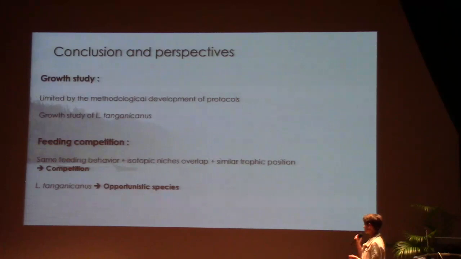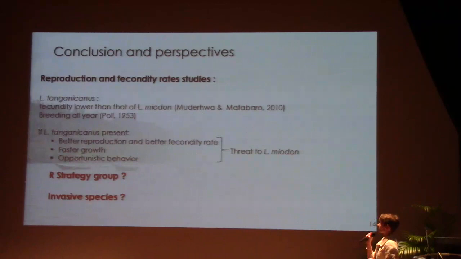And Lamprichthys, by the size of its niche, is qualified as an opportunistic species. Future analysis will be made on fecundity rates. Meanwhile, the study in Bukavu shows Lamprichthys has a fecundity lower than that of Limnotrissa, but it can breed all year. At the end of this study, we will have enough elements to measure the impact of Lamprichthys on Limnotrissa.